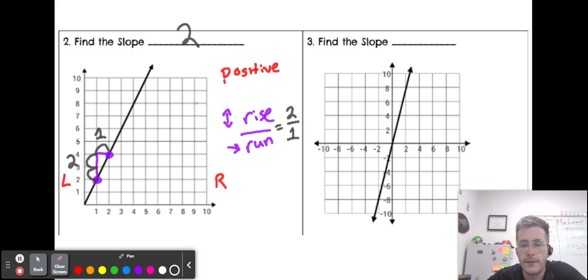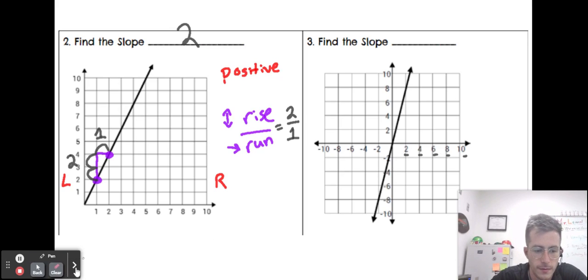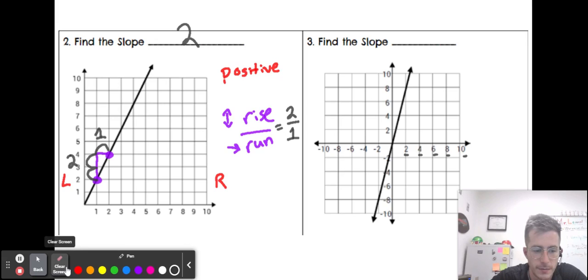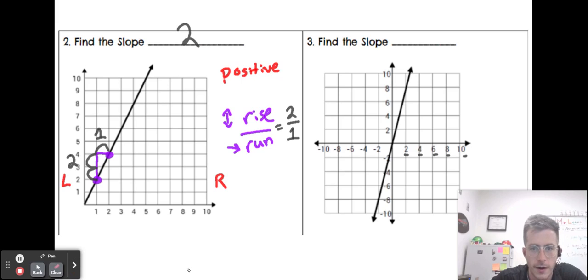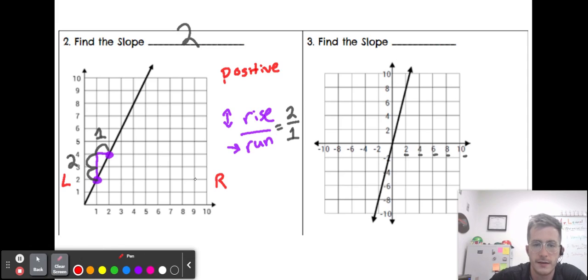All right, number 3, we do have a slight difference with the graph here. See how it's counting by 2s instead. We have seen multiple graphs counting by 1s. This one, 2, 4, 6, 8, 10, right? It's counting by 2s, which means that when we count, we're just going to have to keep that in mind. All right, same process here. I can look at this and immediately tell that this is going to be a positive slope. So let me write positive here.